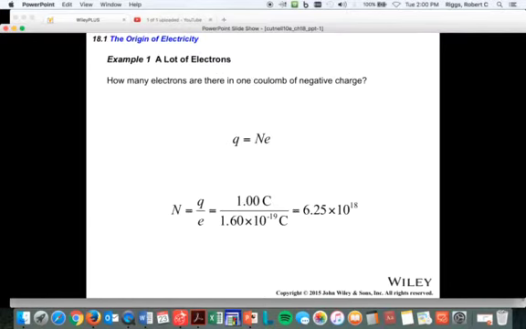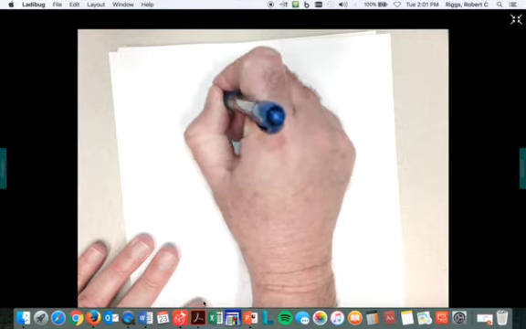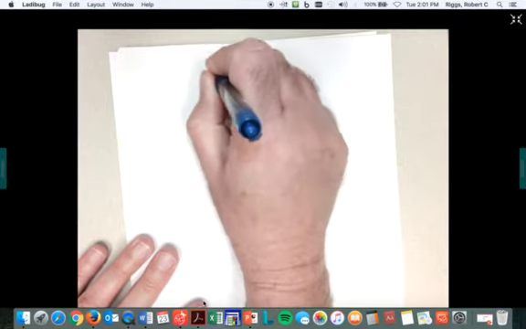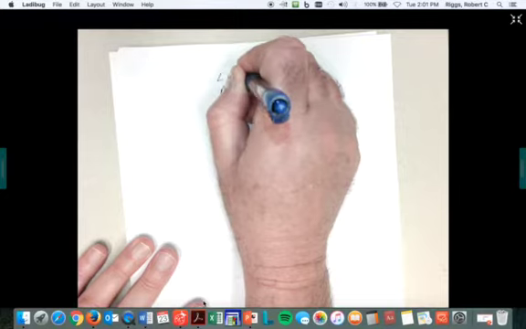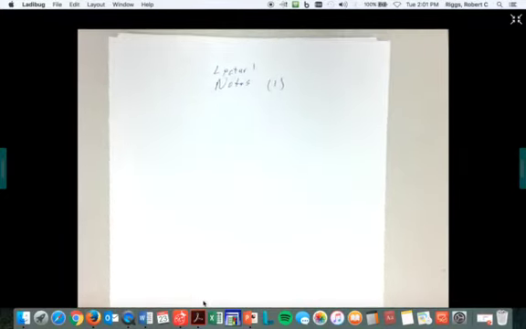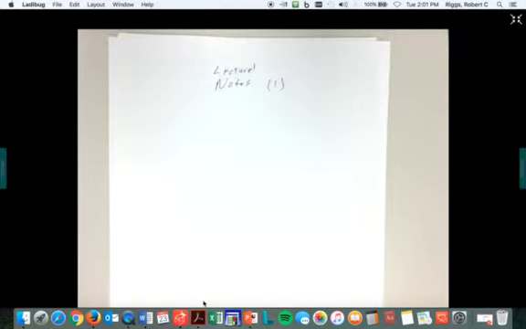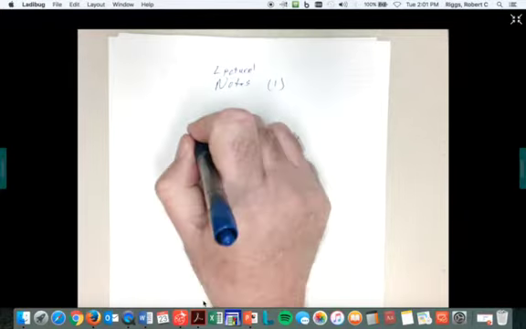Maybe they give us one. How many electrons are in 1 coulomb of negative charge? Okay, so let's do that. How many electrons are in 1 coulomb of negative? So this is notes, lecture 1, page 1. All right, and of course I'll make a copy of these and put them in your box. Okay, so this is lecture 1. All right, so here we go. Lecture 1 notes.